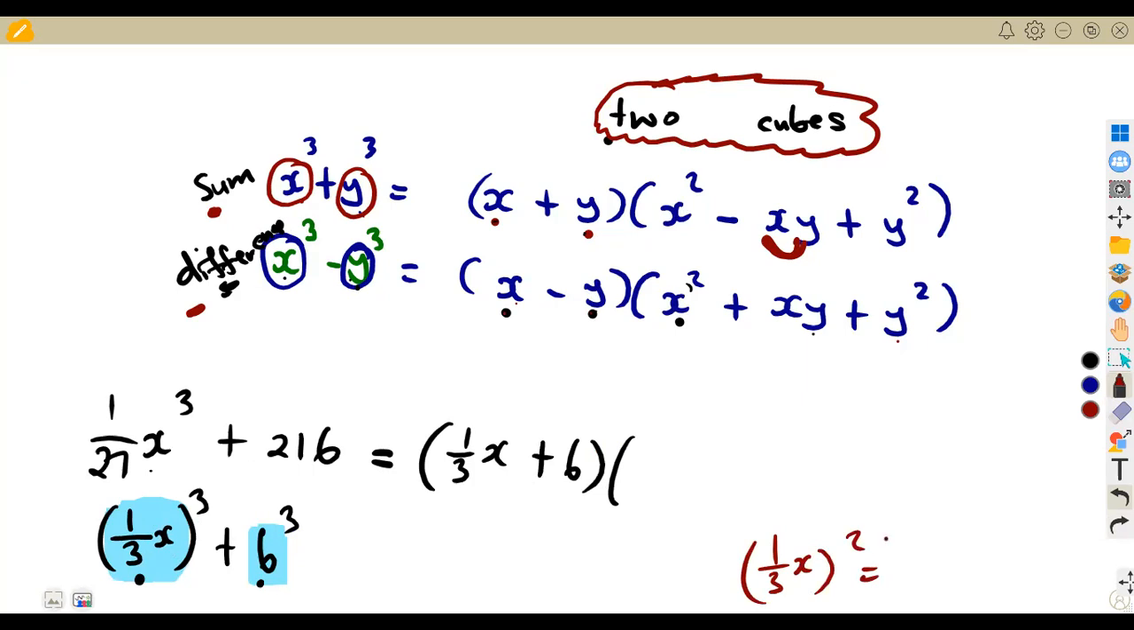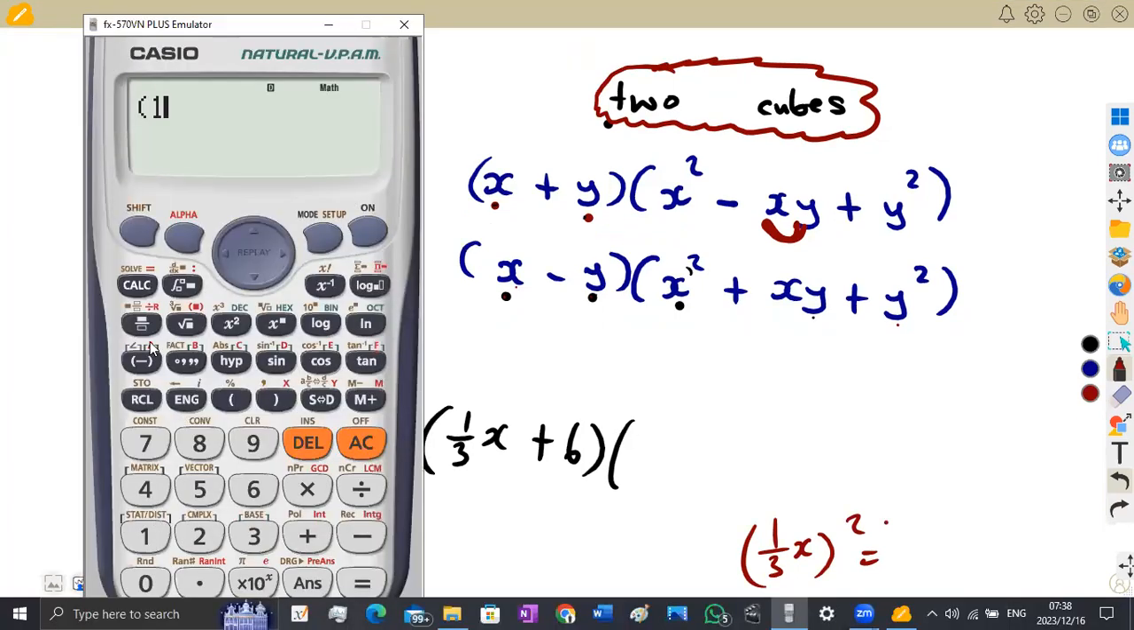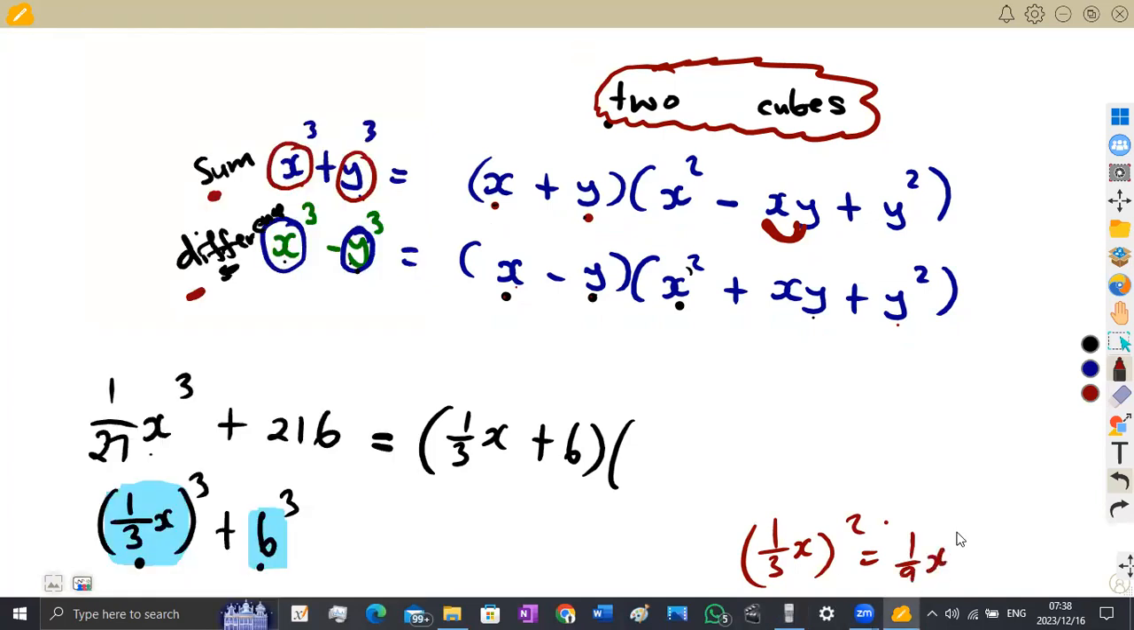You can even use your calculator to square that. Open a bracket, 1 over 3, squared. All right, so this is going to give us 1 over 9. So that will be 1 over 9x squared. x also is raised to the exponent of 2. So the first squared on this part is going to give us 1 over 9x squared.